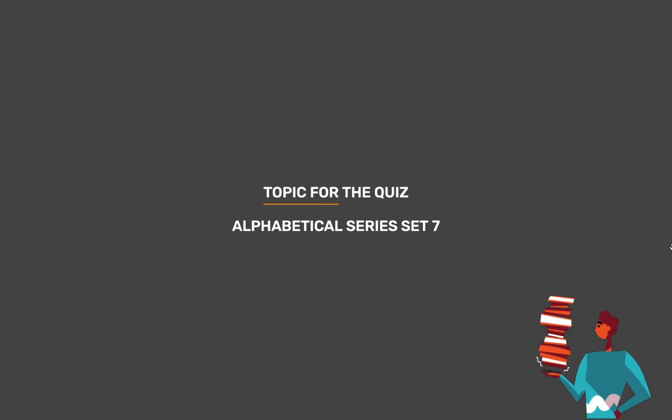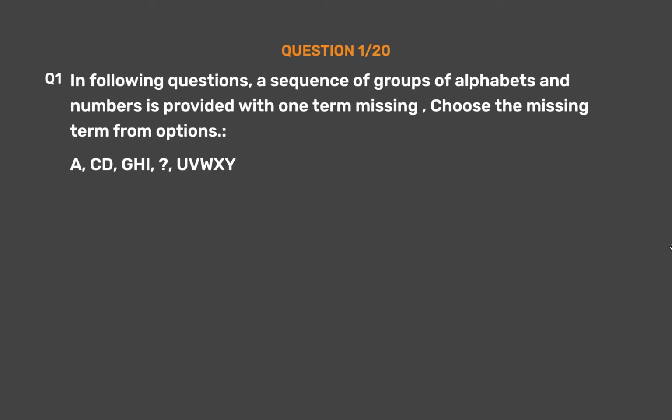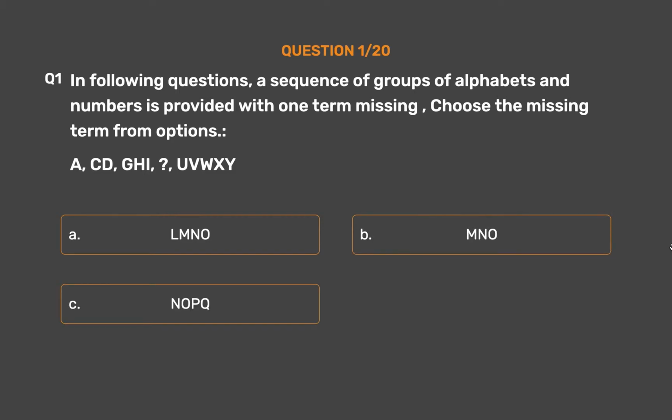Topic for today's quiz is Alphabetical Series Set 7. Question number 1. In following questions, a sequence of groups of alphabets and numbers is provided with one term missing. Choose the missing term from options. A. C D G H I UVC. Option A. LMNO. Option B. MNO. Option C. NOP. Option D. MONOP.